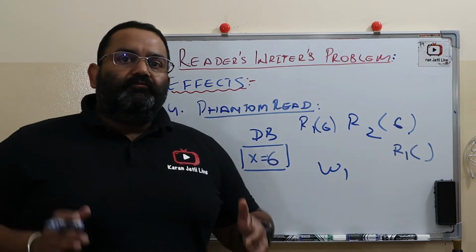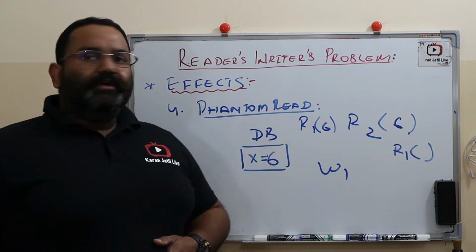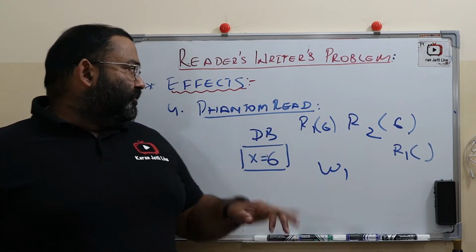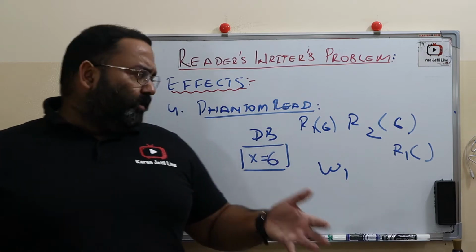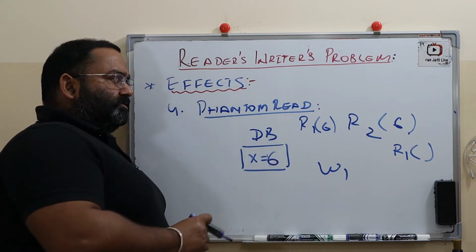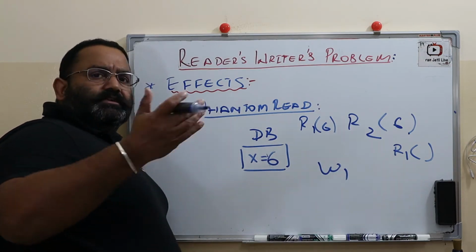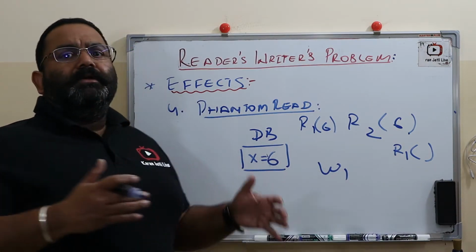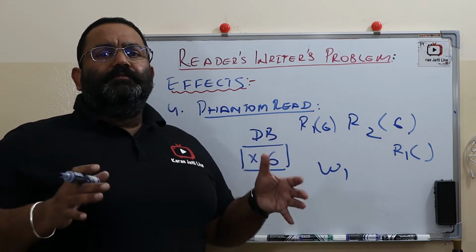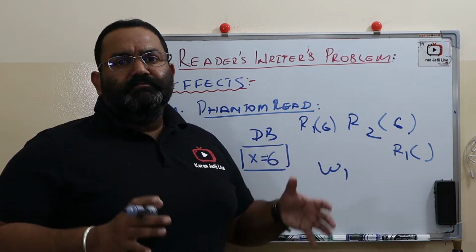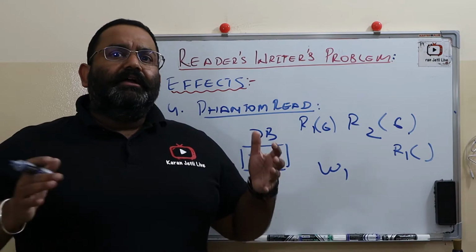So guys, now the fourth and the last side effect of readers writers problem, we call it phantom read. Now what happens is, I have my database, I have these readers and I have one writer. So readers are reading it and the writer wants to update the database, and all of them want to do it at almost the same time, or concurrently.